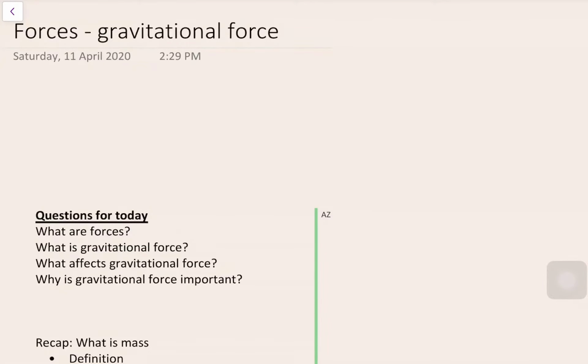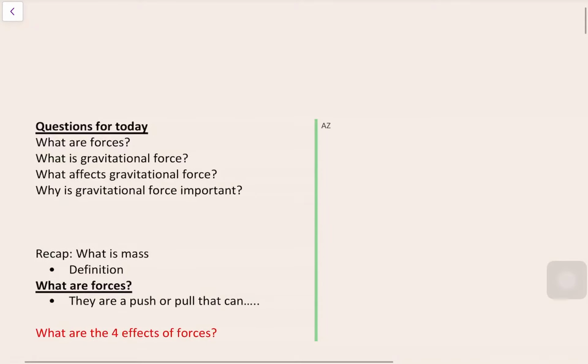Hello, in today's lesson we will be looking at gravitational forces. Before we begin, the structure of the video will be as such. Firstly, we will recap on what forces are and the types of forces. Next, we will look at gravitational forces. We will try to understand what it is, the factors that affect it, and then we will look at the difference between mass and weight. So these are the questions that you will be able to answer by the end of today's lesson.